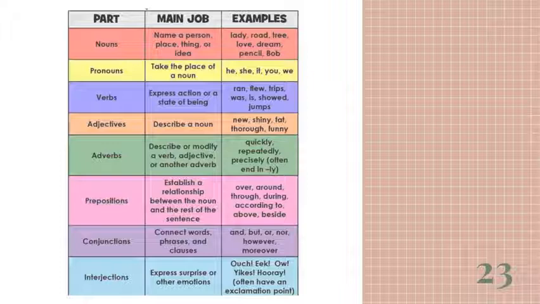Next, pronouns. A pronoun is a function word that is used in the place of a noun or a noun phrase. For example, he, she, it, you, we, and so on. And now verbs. A verb is a word that serves as the predicate of a sentence.